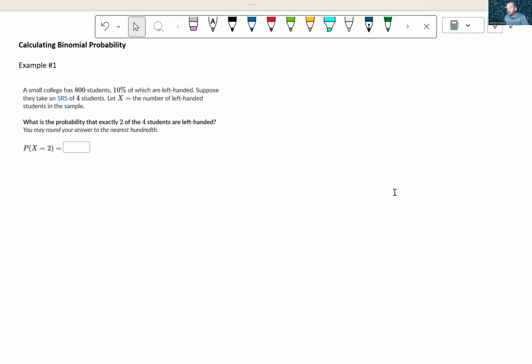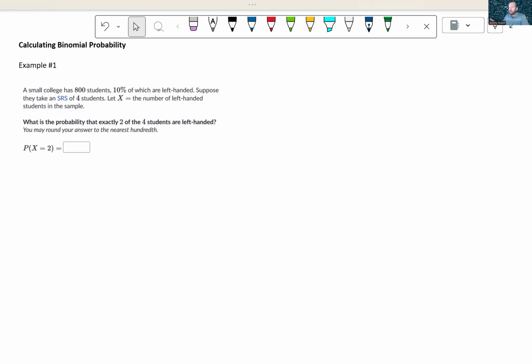So this first question says that a college has 800 students, 10% of which are left-handed. And it says, suppose they take an SRS, that means simple random sample, of 4 students. Let X equal the number of left-handed students in the sample. What is the probability that exactly 2 of the 4 students are left-handed?